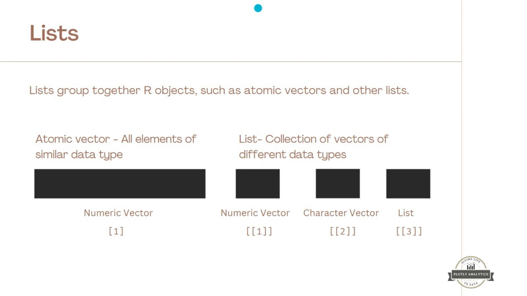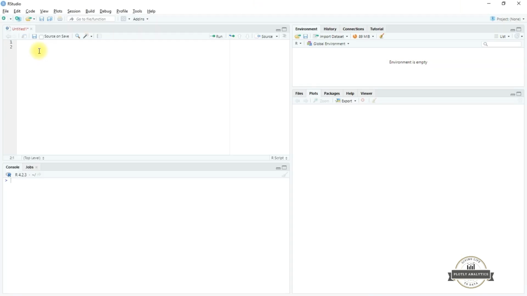Okay, so unlike a vector in which all elements must store the same data type, a list can accommodate vectors of different data types. Now let me show you how you can create a list in R. You can create a list in R by using the list function.